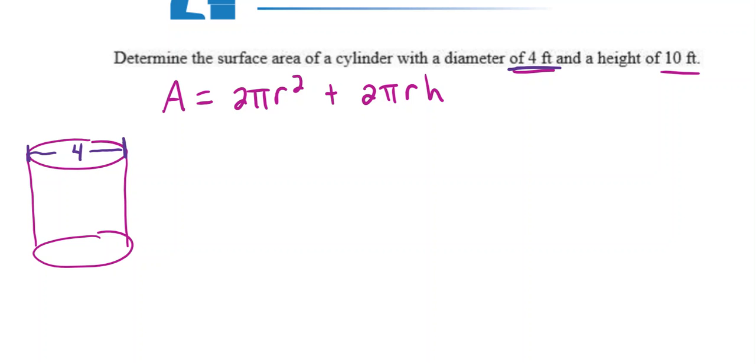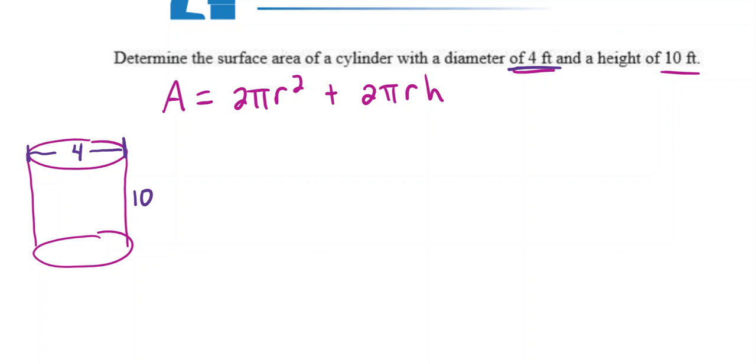Can you guys right now, before I write it down, draw where you think the height would be on this? Okay, good. So the height would be up and down, right? So the height's going to be 10. I don't care if you don't write feet for the time being, just write the numbers down. We'll put the units in after.